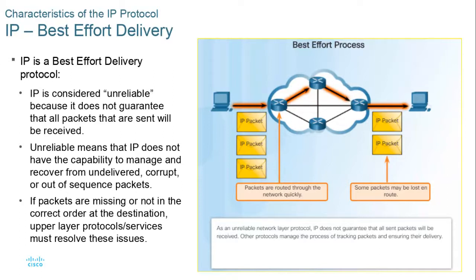So if packets are missing or not in the correct order, some upper layer protocol will put the data back in the right order, or if something is missing, an upper layer protocol will request that something that's missing gets retransmitted. So in the example of this graphic, a packet is missing. On the left-hand side, we have 3 packets. On the right-hand side, we only have 2 packets. A packet has been lost. Oh dear. Well, IP doesn't have to worry about that.